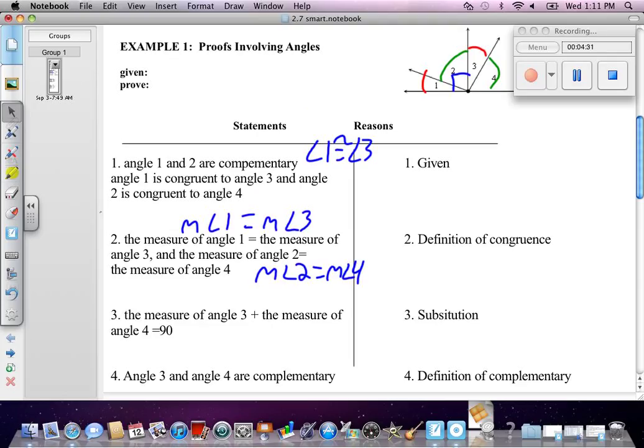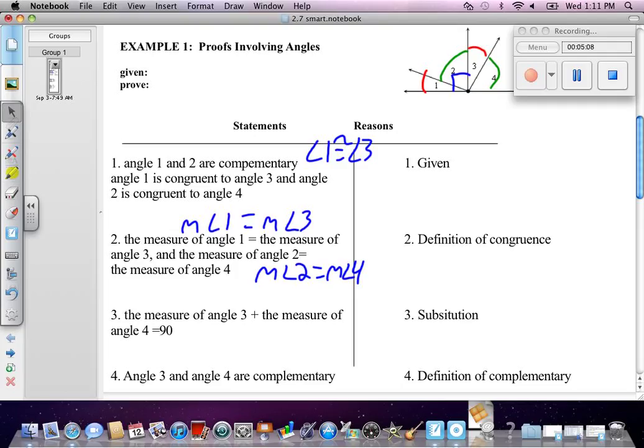Okay? Why would you do that? So that I can plug it into an equation. Also, the measurement of angle 1 is congruent to the measurement of angle 3. Now you changed it from congruent to equals, yes. So that's why we use definition of congruency, we're changing it back and forth. Yes. Okay. So the measure of angle 3 plus the measure of angle 4 equals 90 degrees. This is by substitution. Therefore, angle 3 and angle 4 are complementary by definition of complementary.